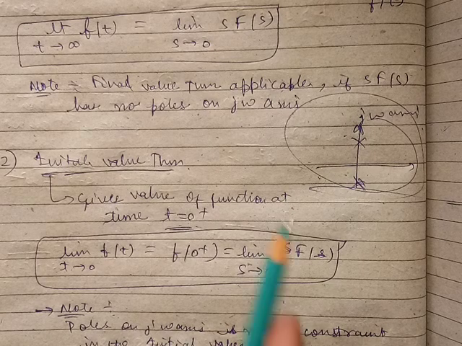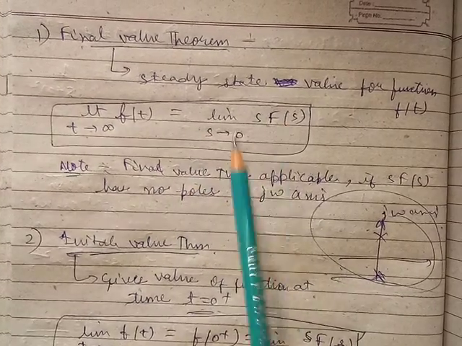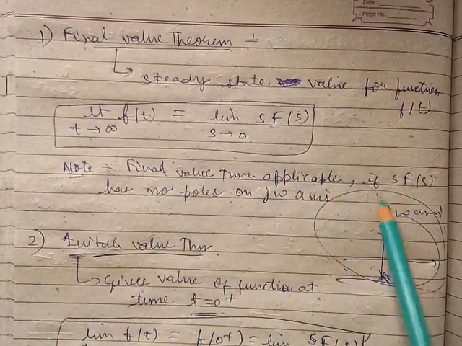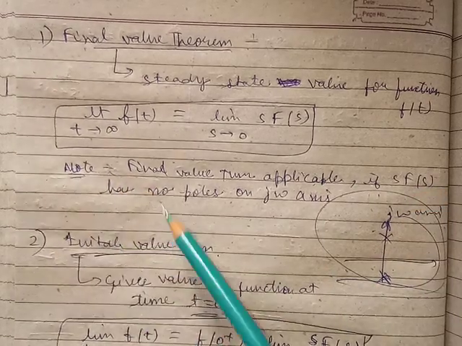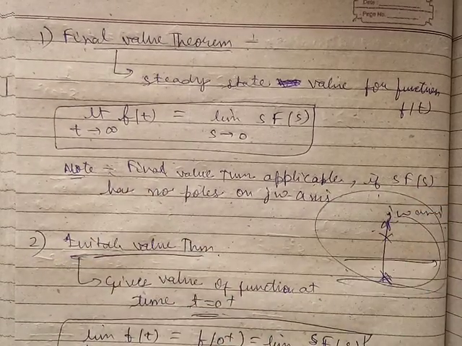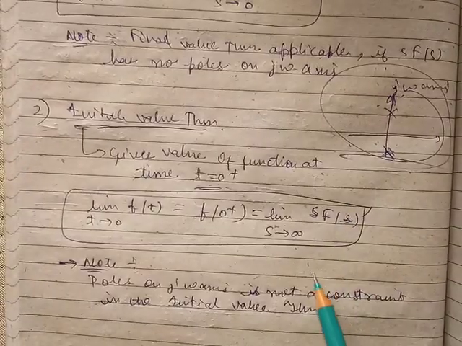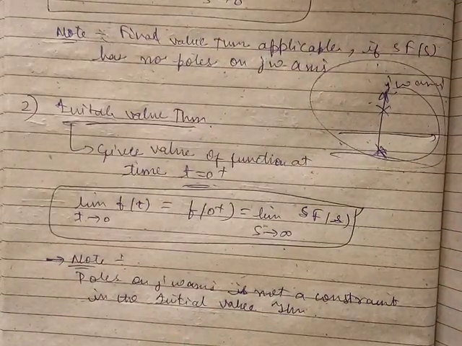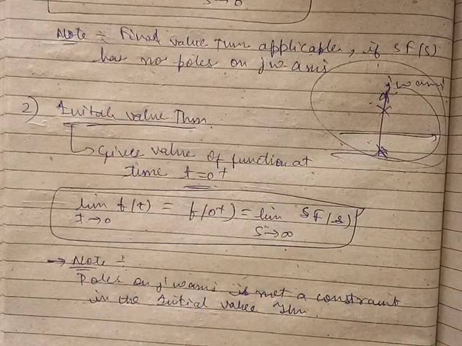But as I told you, the final value theorem is applicable if F of s has no poles. There should be no pole on the j omega axis. Here it is not necessary. Here it is not a condition. It is not a constraint that there will always be a pole on the j omega axis.